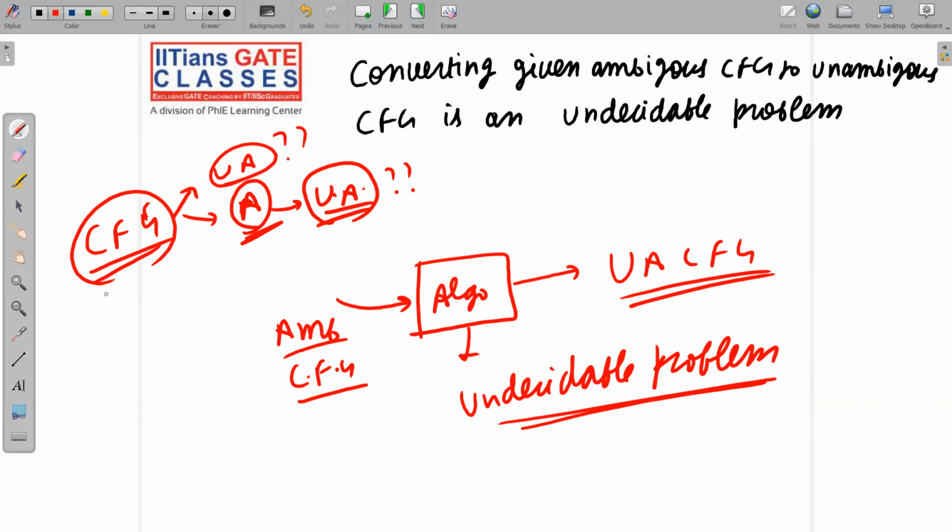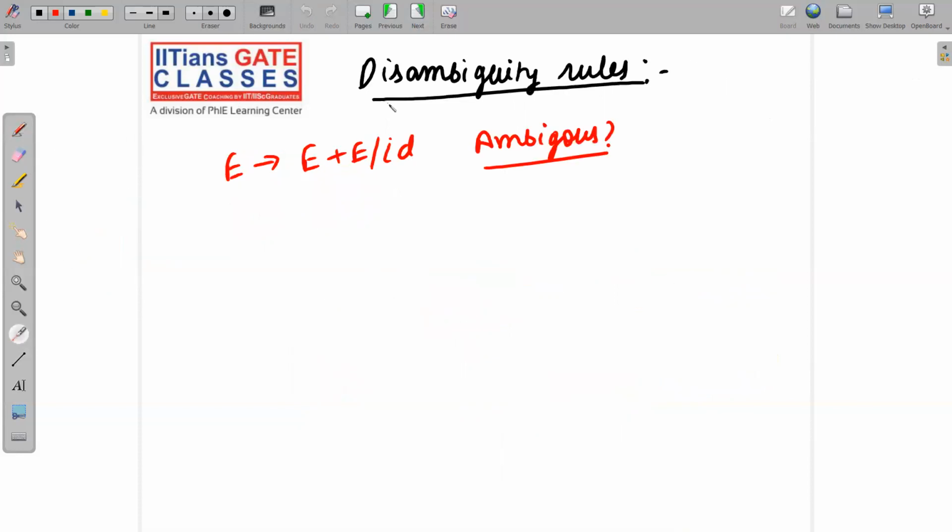Now the question arises. We do not have any algorithm, but we have some disambiguation rules. That means if we have some ambiguous grammar, then we can convert it into an unambiguous grammar by some rules and regulations, which we are going to study in the next slide. See here carefully. We have some disambiguation rules. First, is this grammar ambiguous? Yes, of course it is ambiguous.